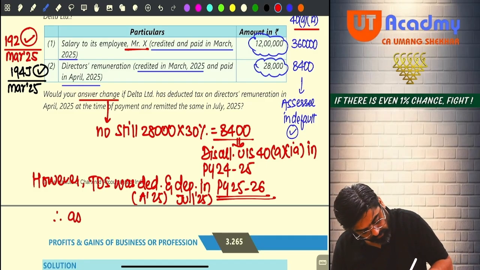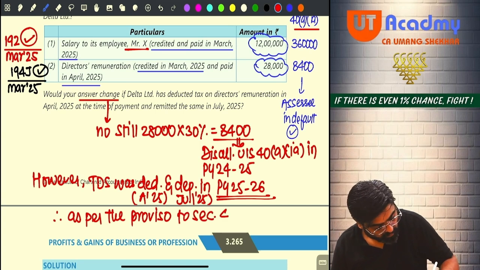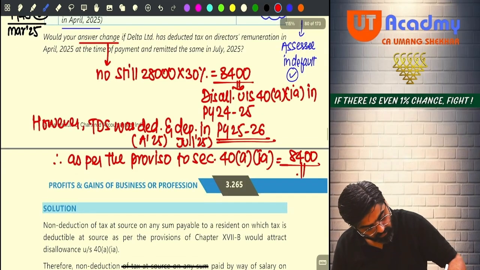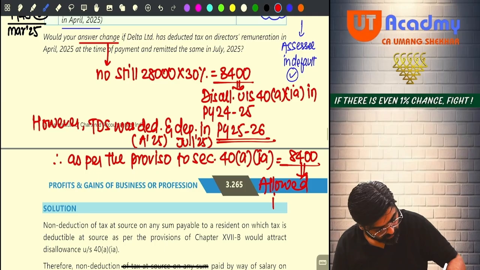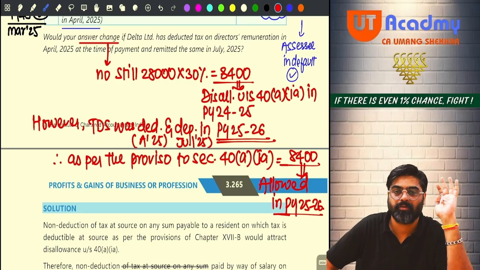Therefore, as per the proviso to section 40A IA, 8,400 will now be allowed in previous year 25-26. That is the year in which the TDS is deducted and deposited.